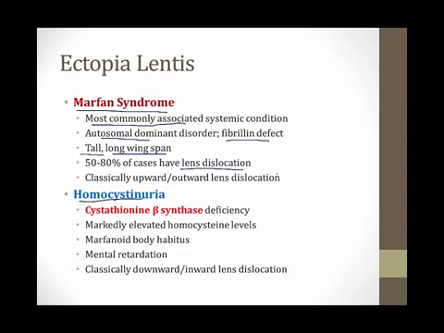In homocystinuria, children are born with a deficiency of the enzyme cystathione beta synthase. I talk about this enzyme deficiency in detail in the biochemistry section. Children with homocystinuria have markedly elevated homocysteine levels. They also have a Marfanoid body habitus, meaning that they are usually tall with a long wingspan, just like patients with Marfan syndrome. They often have mental retardation, and classically the lens dislocation in homocystinuria is downward and inward.